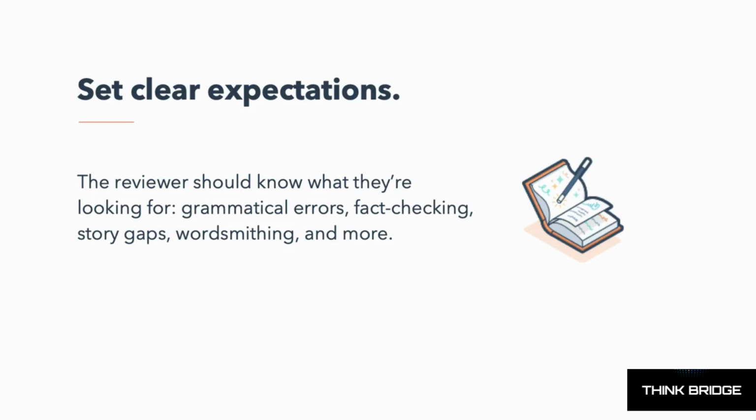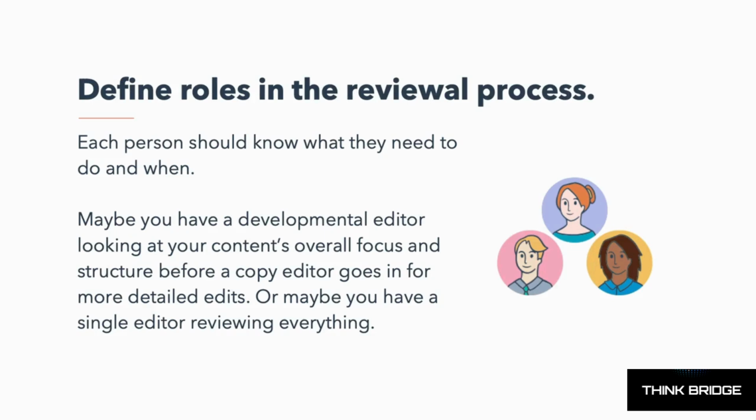Set clear expectations. The reviewer should know what they're looking for: grammatical errors, fact-checking, story gaps, wordsmithing, and more. Define roles in the review process. Each person should know what they need to do and when. Maybe you have a developmental editor looking at your content's overall focus and structure before a copy editor goes in for more detailed edits. Or maybe you have a single editor reviewing everything. Whatever your team looks like, clearly defining who does what will eliminate chaos and keep things on track.